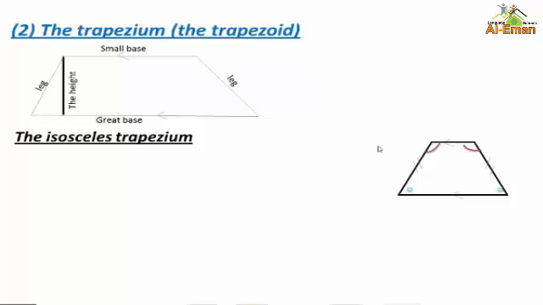And here, as the trapezium is a quadrilateral, it has two diagonals. But here, the two diagonals of the isosceles trapezium are equal in length. Also, the isosceles trapezium has one axis of symmetry, perpendicular to the two bases. So this axis is perpendicular to the small base and perpendicular to the great base, and bisects them.